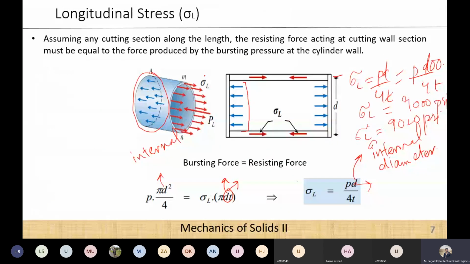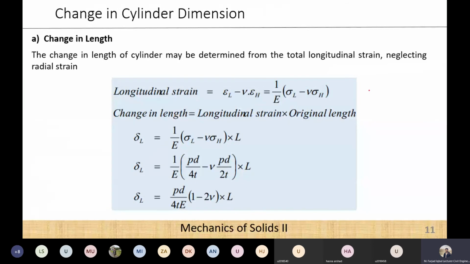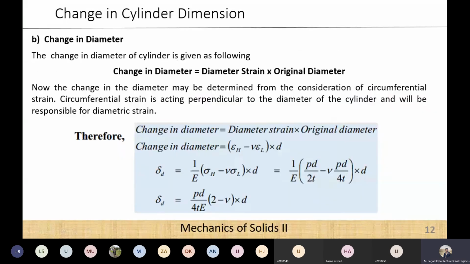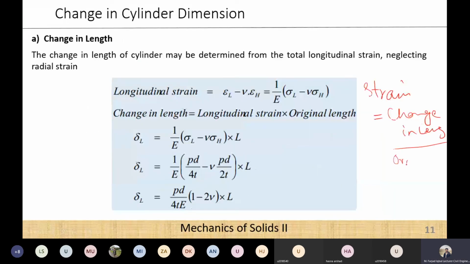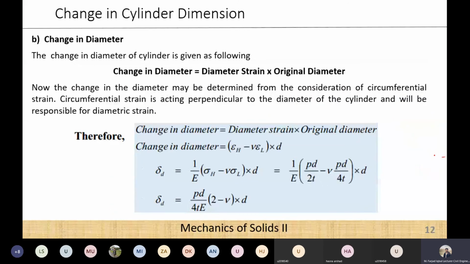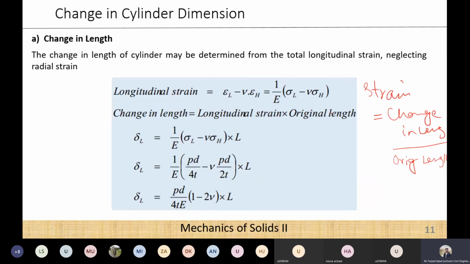So we know that the strain is equal to the change in length or any dimension. Let's say for this case, change in length over original length, right? So we know that the longitudinal strain is causing the change in length of this cylinder. If we want to calculate the change in length of the cylinder, we will use this simple relationship. That is, change in length is equal to longitudinal strain multiplied by original length.